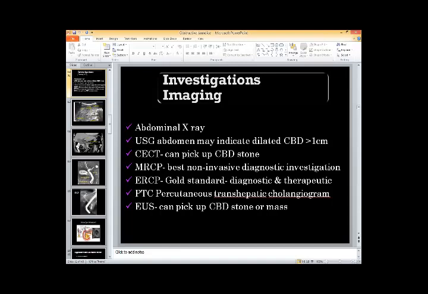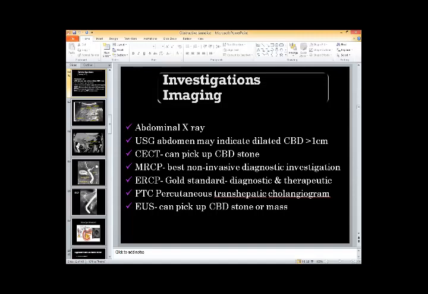It can tell you whether there is a stone or not. It can tell you there is a mass or not. It can tell you there is dilatation of the common bile duct or not. And all these features may suggest obstructive jaundice. In obstruction, the common bile duct, because of the obstruction, dilates and it becomes up to 1 centimeter. The maximum normal limit is 7 millimeter, but if it becomes bigger than 1 centimeter, we say it is a dilated CBD and there is some obstruction.